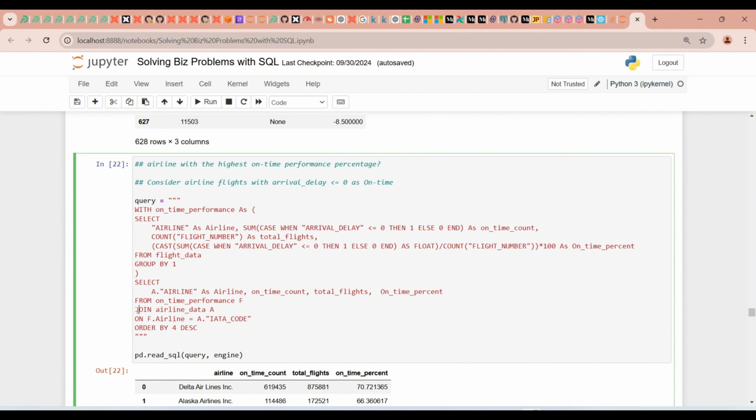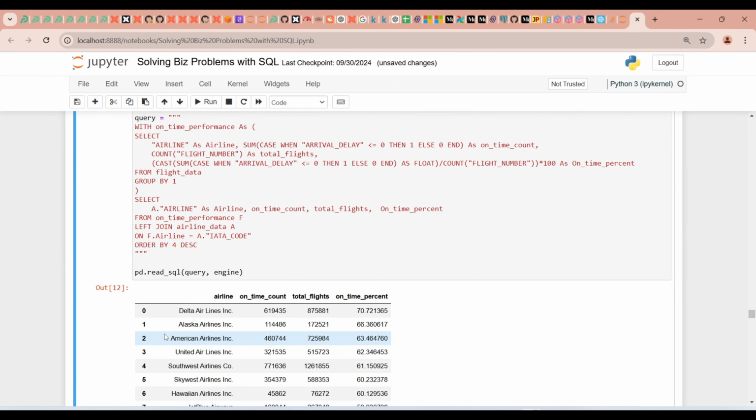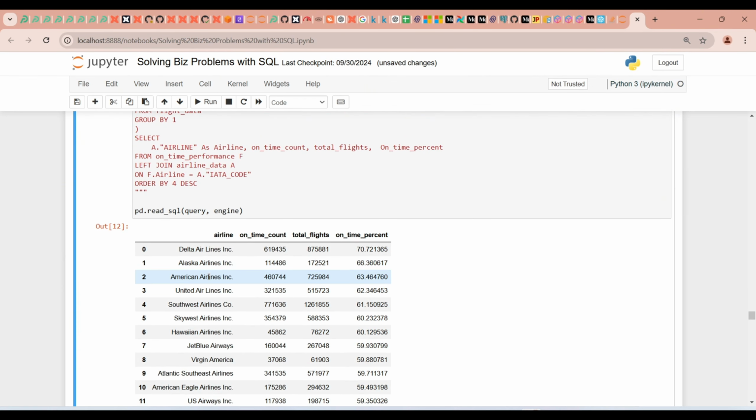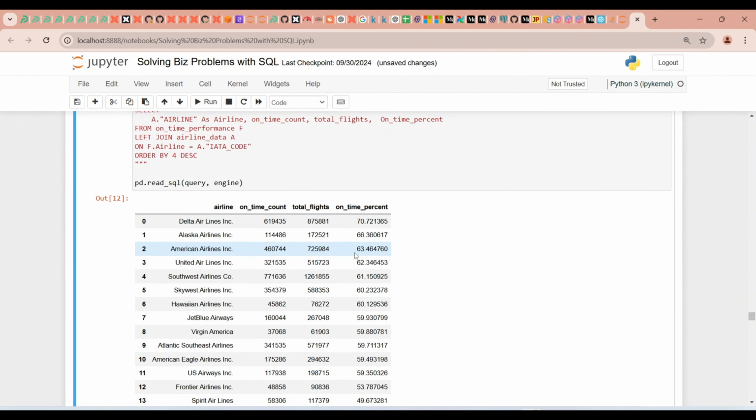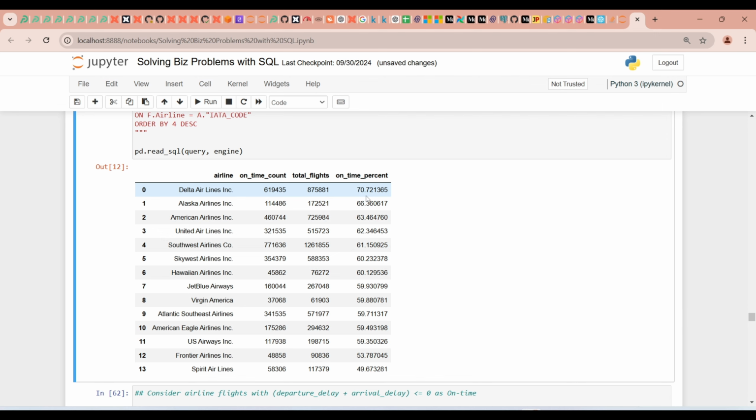So let's do a left join also, so that we won't miss out on any airline, in case the information does not exist in the airline data dimension, right? So let's run this. All right, so we can see that Delta Airlines had the highest on-time percentage at 70%, approximately 71% actually, right?